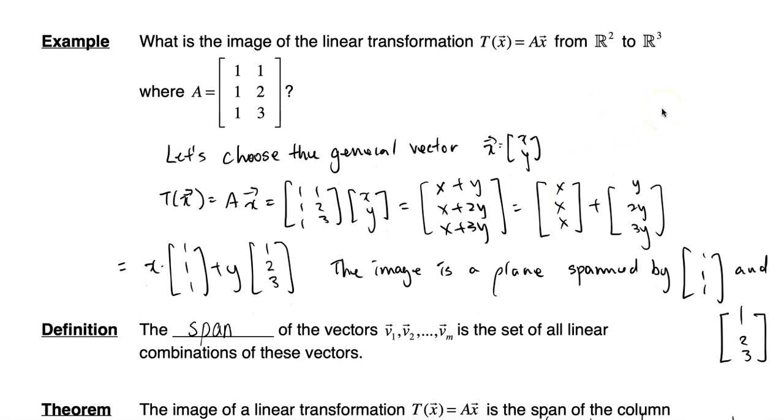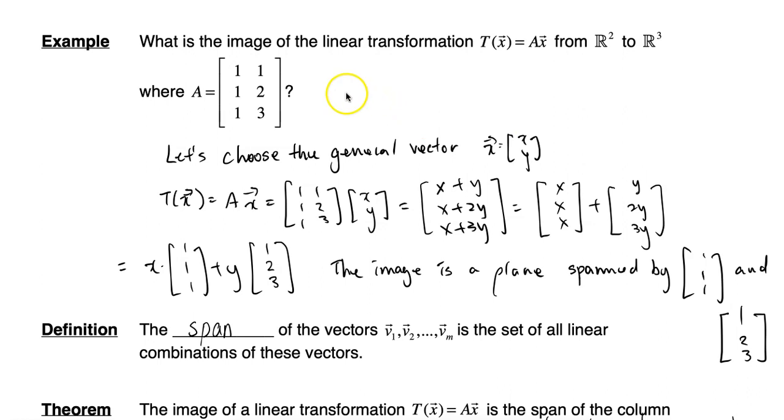So after looking at two examples where we have to think in the context of geometry, here's an example where we are given a matrix. So we have a linear transformation, T of x equals A x, and it goes from R2 to R3. So we input a vector in R2 and the output is in R3. What are all the possible outputs for this linear transformation? What is the image of this linear transformation?